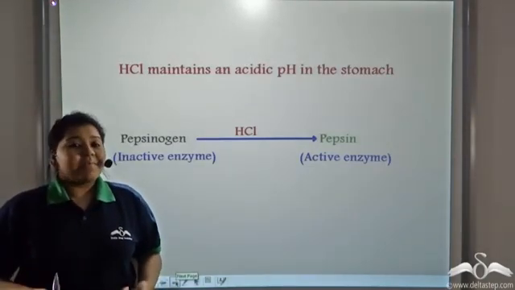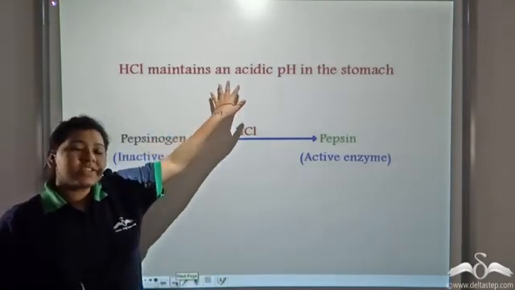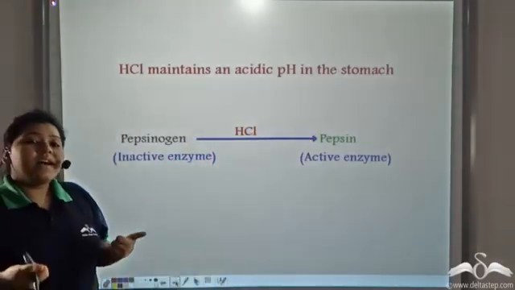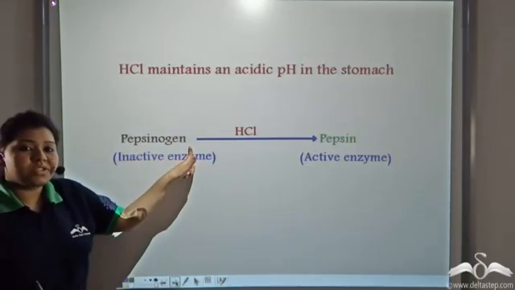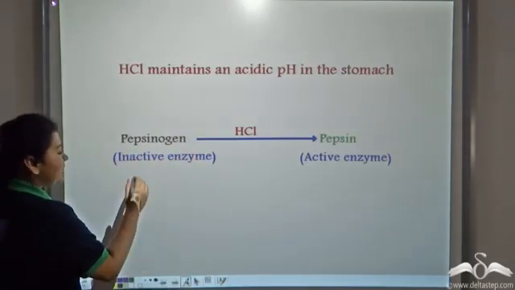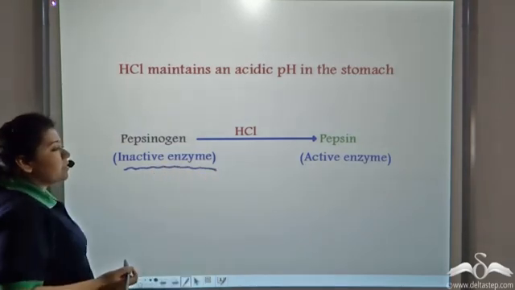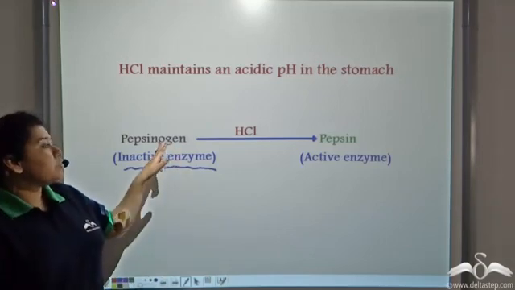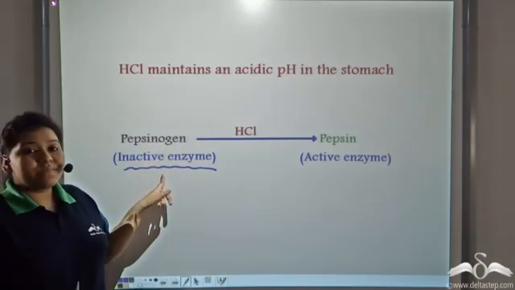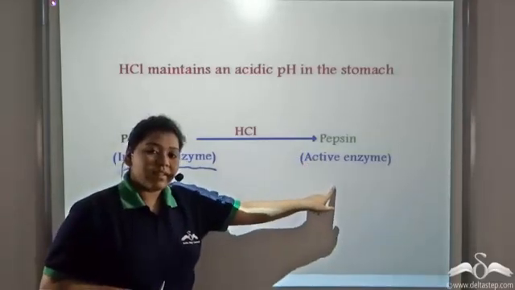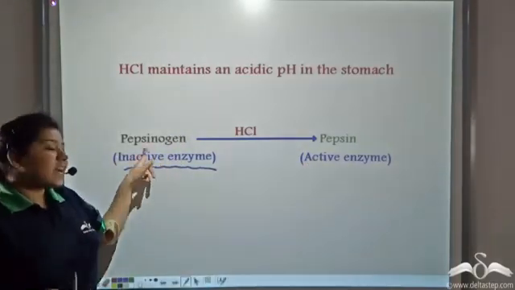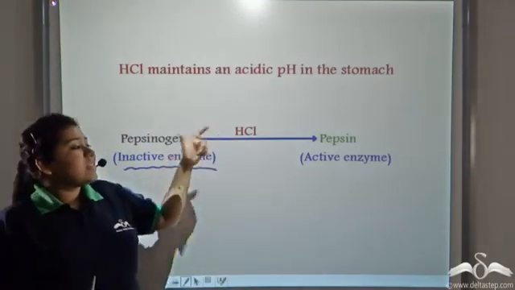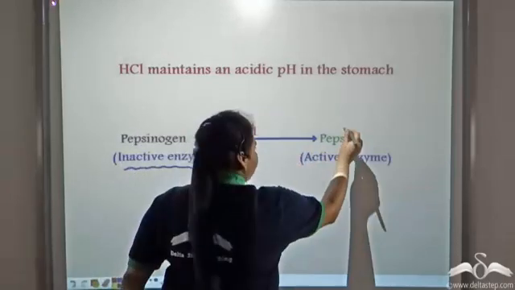Now, HCl maintains an acidic pH in the stomach. The stomach also releases an enzyme known as pepsinogen, which is an inactive enzyme. Another function of this HCl is to convert this inactive enzyme into its active form. So, pepsinogen is the inactive enzyme, and HCl converts it into its active form, which is known as pepsin.